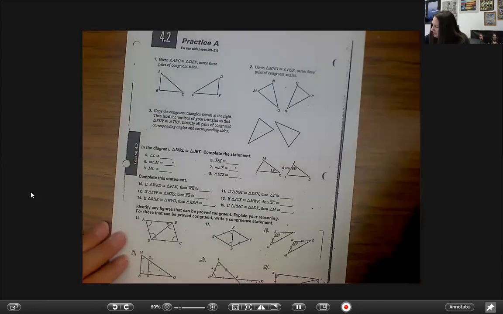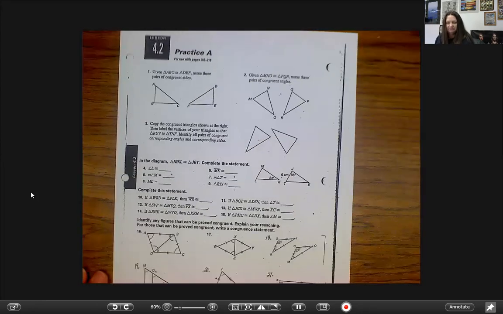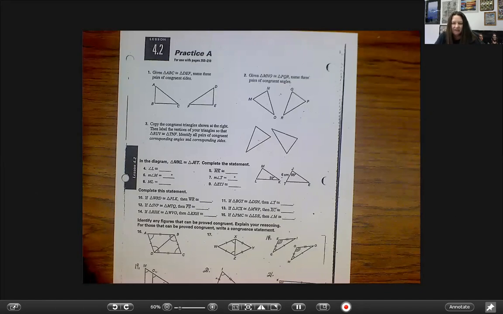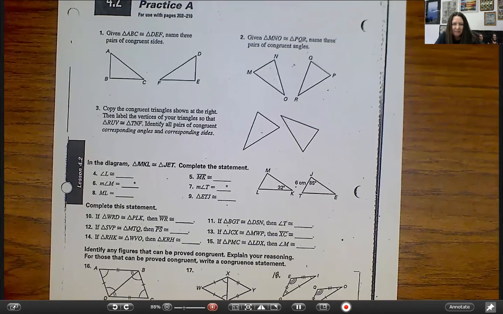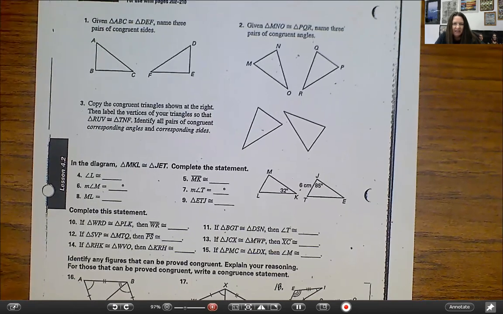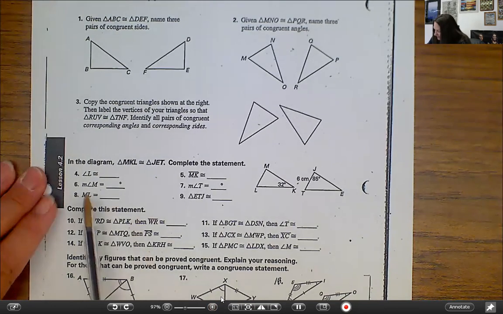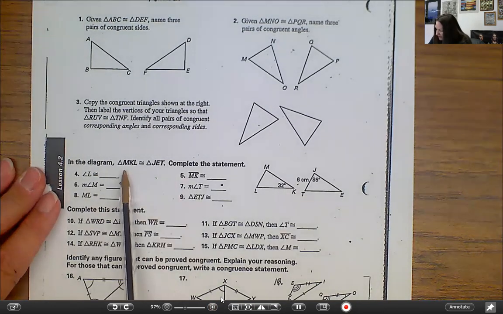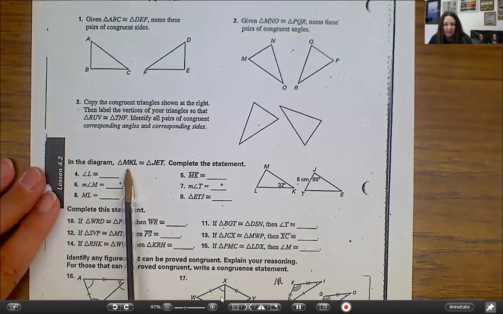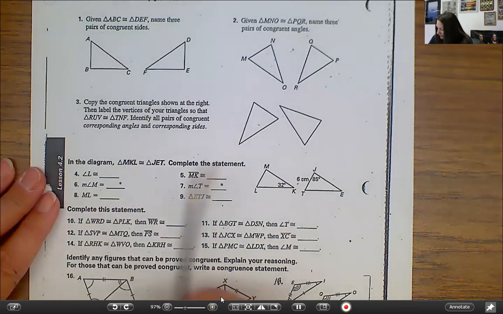Now, I just want to take a look at this sheet here to give you an idea of what some of these columns are going to look like when you need to set up a corresponding part. So we want to be able to determine that by what we are told. For instance, in this section here, we are given the congruency statement. So we know the triangles are congruent. Triangle MKL is congruent to triangle JET.